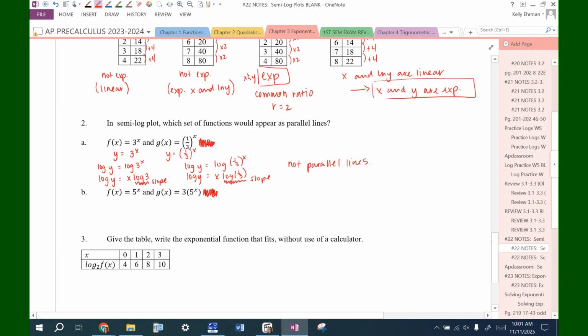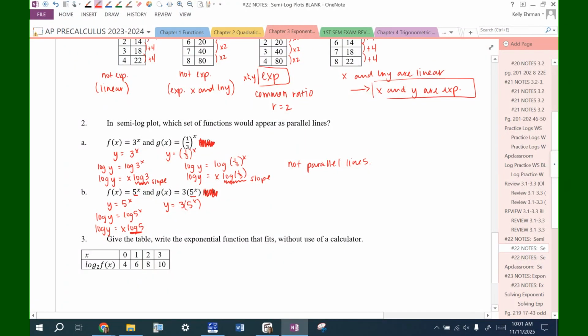If I think about this, really, this is just saying that if you have the same base number, then you're going to have the same slope here. Take a look at this one. We have the same base number, and even if there's a 3 out in front, let's do the same thing. Y equals 5 to the x. Y equals 3 times 5 to the x. Log of y equals log of 5 to the x. Log of y equals x times log of 5.